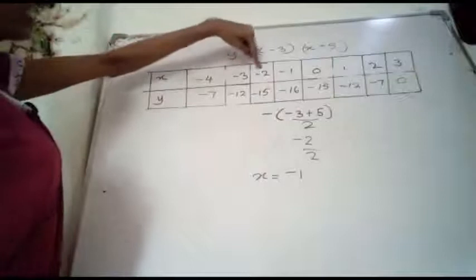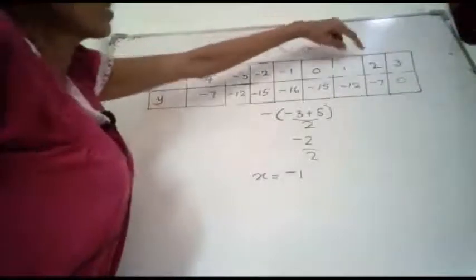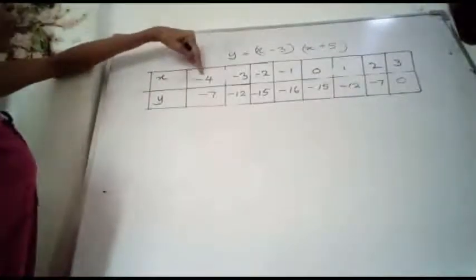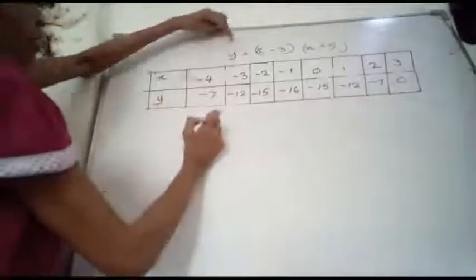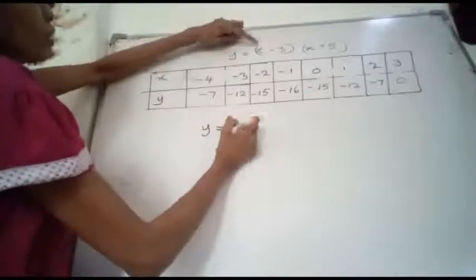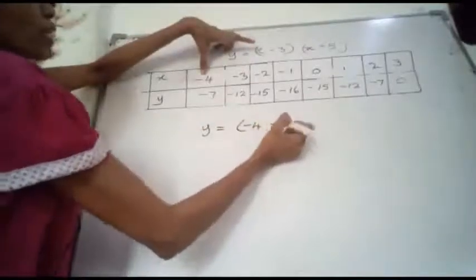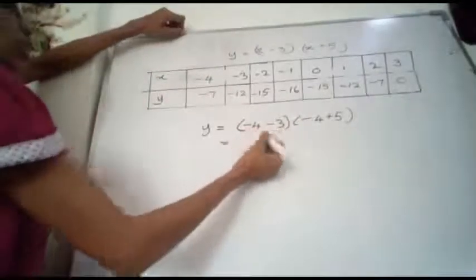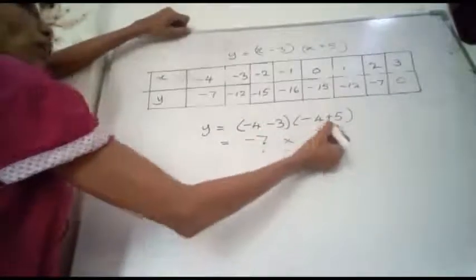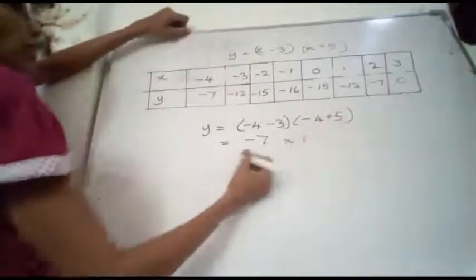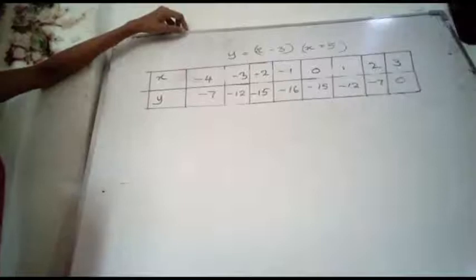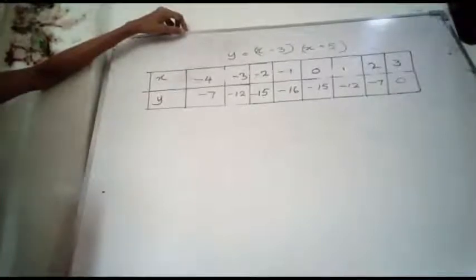Then we find the values for x: -4, -3, -2, -1, 0, 1, 2, 3. Then we find the y values. We substitute each of these values for x and get the y values. For x = -4, y = (-4 - 3)(-4 + 5) = (-7)(1) = -7. We find each y value for each x value.